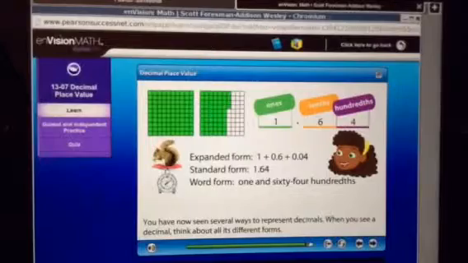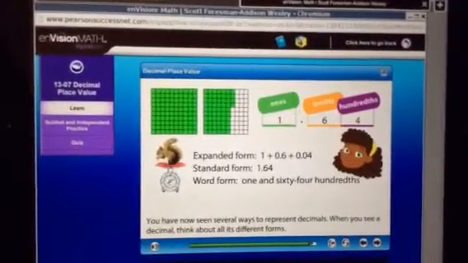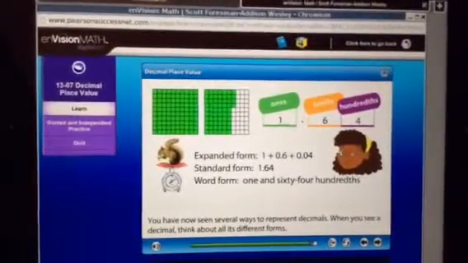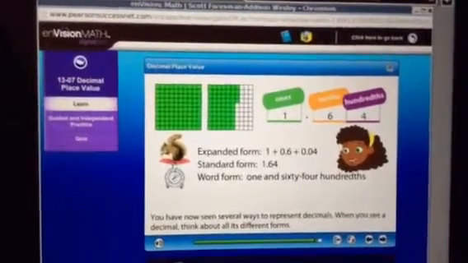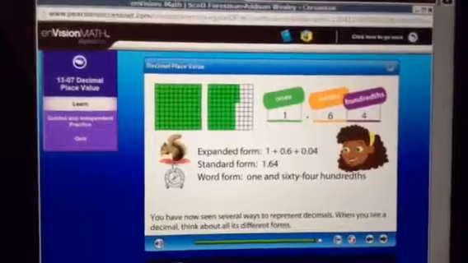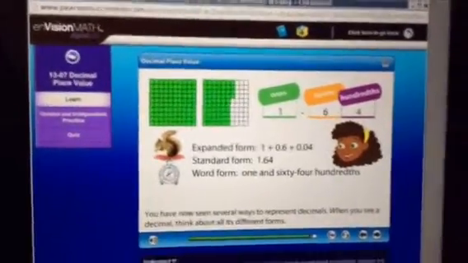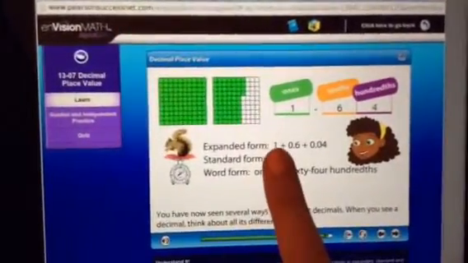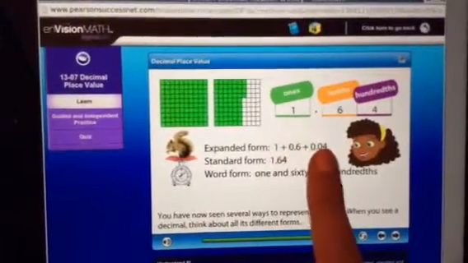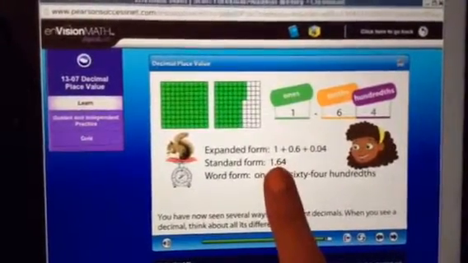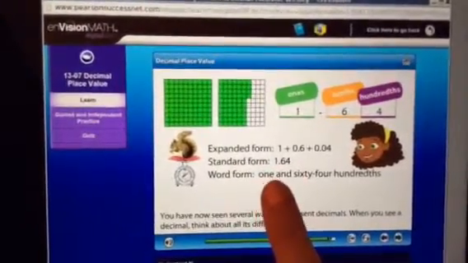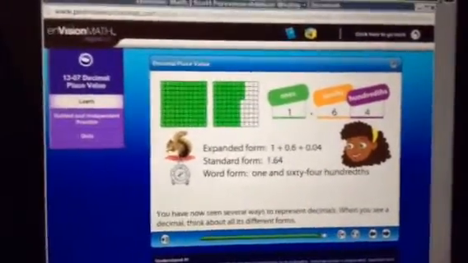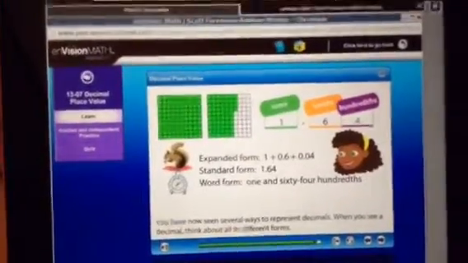You have now seen several ways to represent decimals. When you see a decimal, think about all its different forms. Okay, so today, during independent practice and problem solving, you'll be asked to write numbers in expanded form where you break them apart like this into each of their parts, the standard form, which is just the regular way we write numbers, and the word form, so spelling out that number with words. So I'm going to show you just a couple more examples before you try these by yourself.